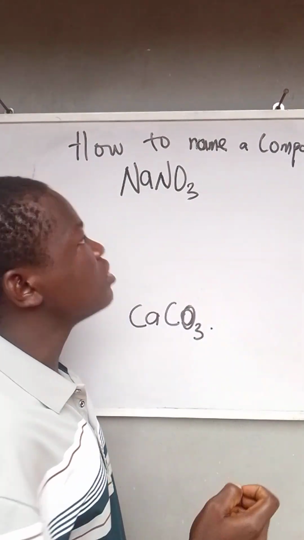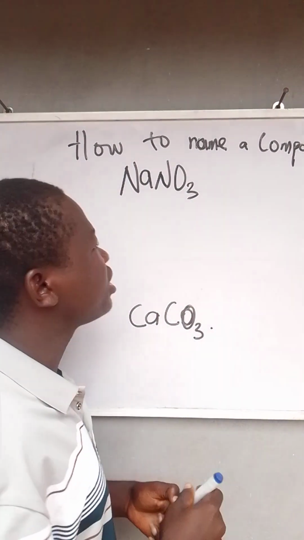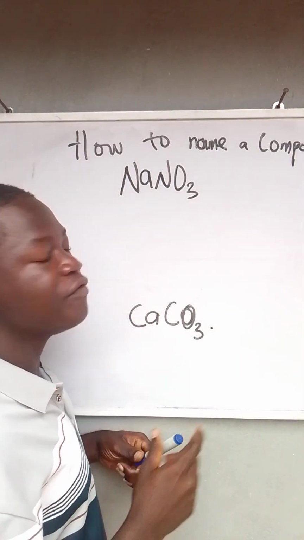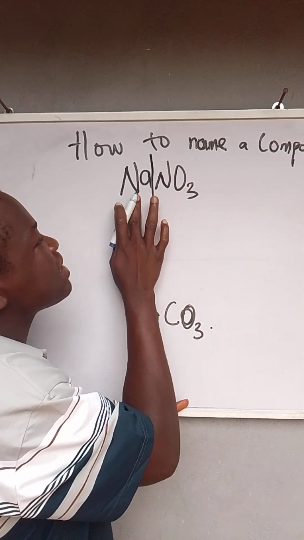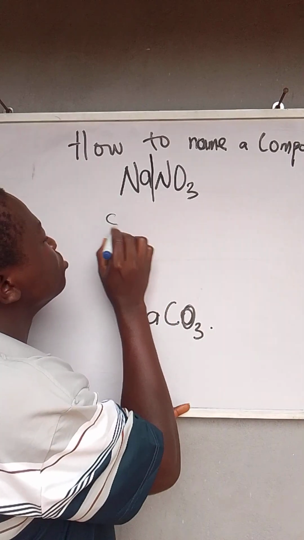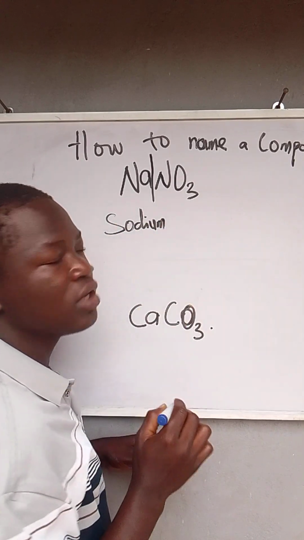This is the simplest way to name a compound in inorganic chemistry. Look at how you are going to do it. For you to name a compound, just pick the first element. The first element here is sodium. You write sodium there. This is how to name it.